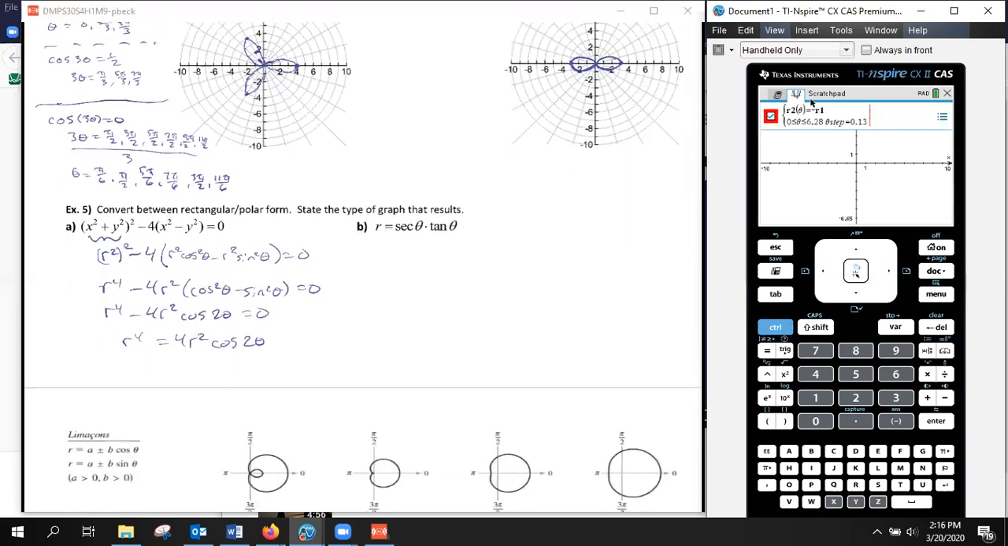And I hope you know where we're going with that. If we divide both sides by r squared, we now have r squared equals 4 cosine 2 theta. So what kind of graph is this? State the type of graph that results. R squared is 4 cosine of 2 theta. Because it's r squared, this is a lemniscate.